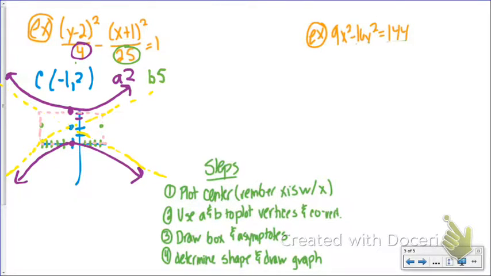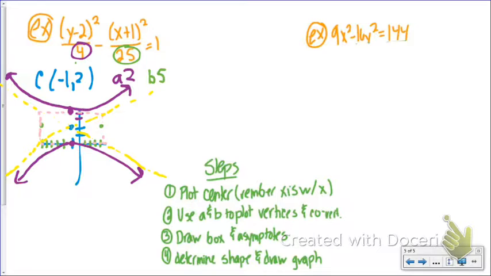Now what's confusing about hyperbolas is that those two purple lines that I drew, those are actually the only part of the graph. But the pink box, the yellow asymptotes, the green co-vertices, that's all the stuff I need to actually be able to draw that graph. They're kind of the clues to help me see what this shape is actually going to look like.